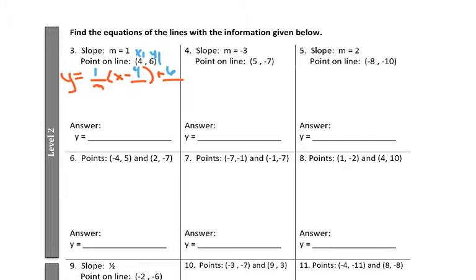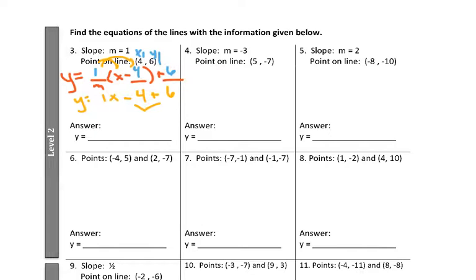We can simplify any confusing signs. I don't see any confusing signs right now, so that's good. So then let's just distribute this 1. So y equals 1x minus 4, because 1 times 4 is 4, plus 6. And then we can combine our like terms, negative 4 and 6.